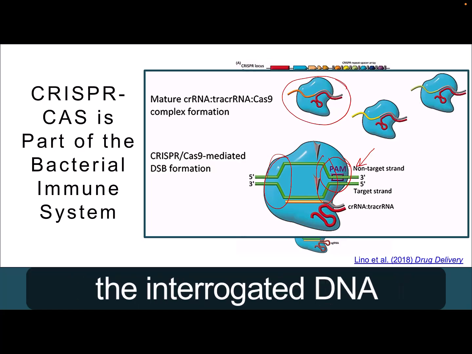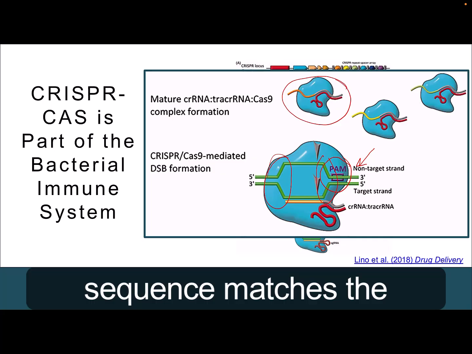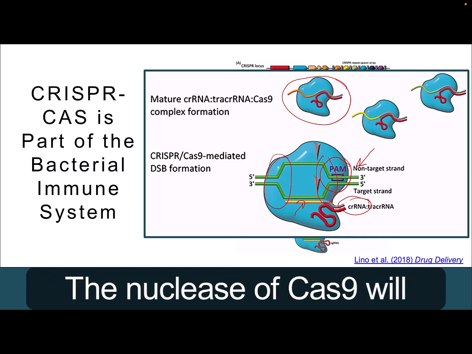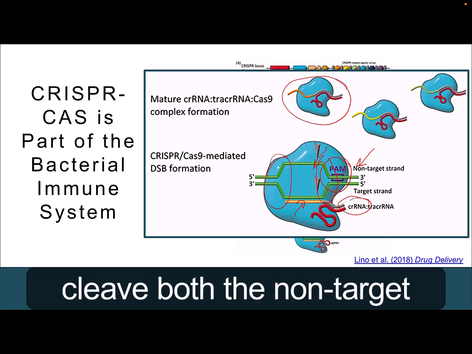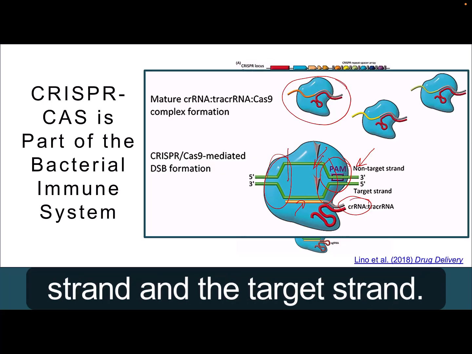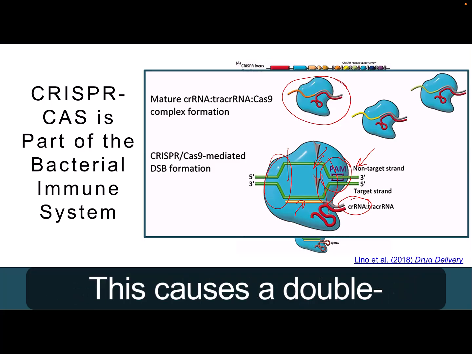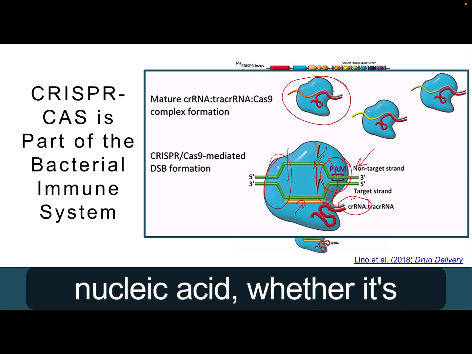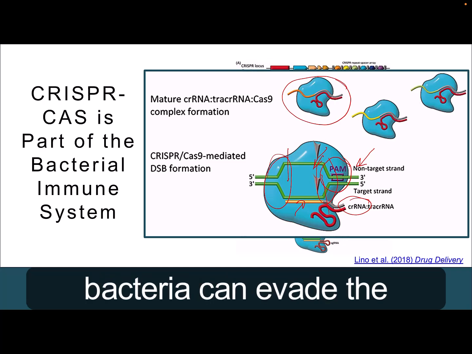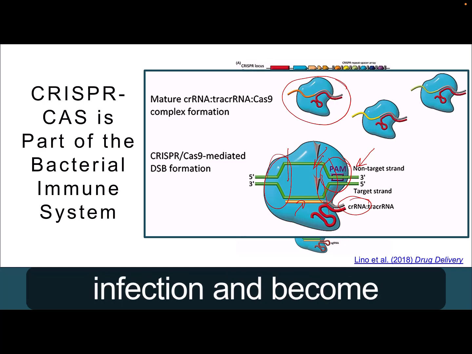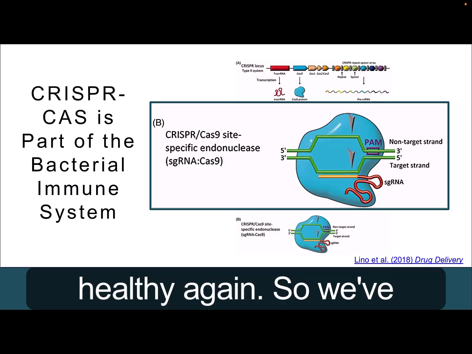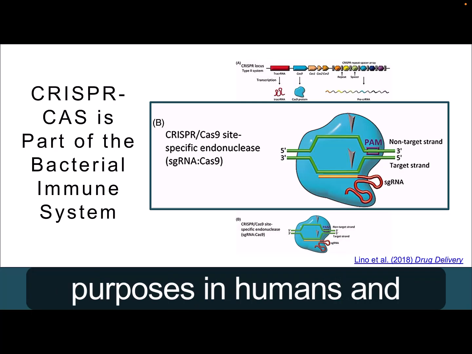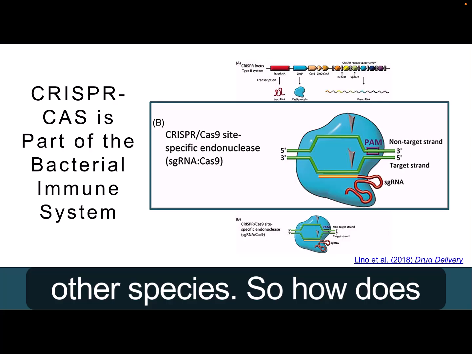If the interrogated DNA sequence matches the CRISPR RNA spacer region, the nuclease of Cas9 will cleave both the non-target strand and the target strand. This causes a double-stranded break in the foreign nucleic acid, whether it's DNA or RNA. Thus, the bacteria can evade the infection and become healthy again. So we've further adapted this system for use in gene editing purposes in humans and other species. So how does this work?